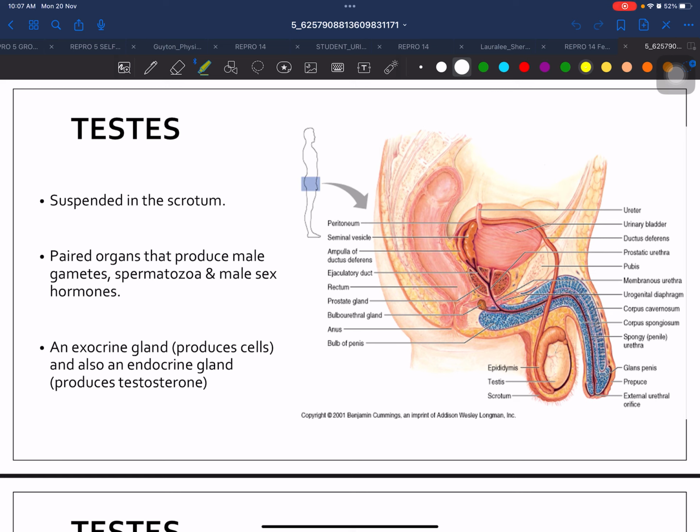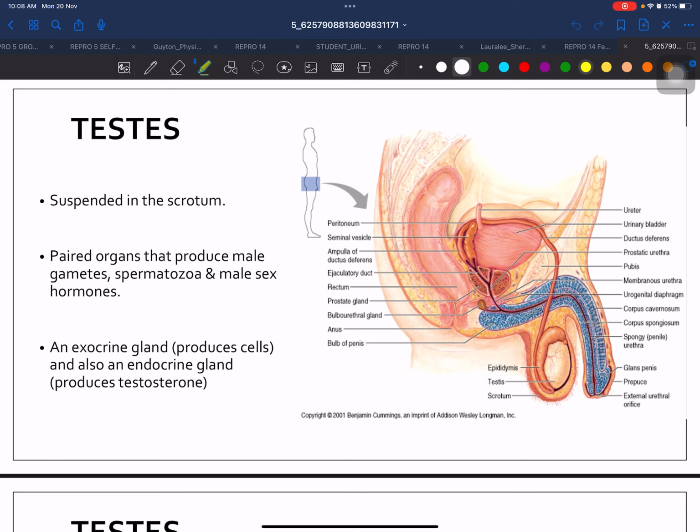It is a paired organ, which produces the male gametes, the spermatozoa, and also the male sex hormones. So these are the testis functions. The testis has exocrine and endocrine functions. The exocrine function is producing the sperm, and the endocrine function is producing testosterone. So it has both exocrine and endocrine functions.